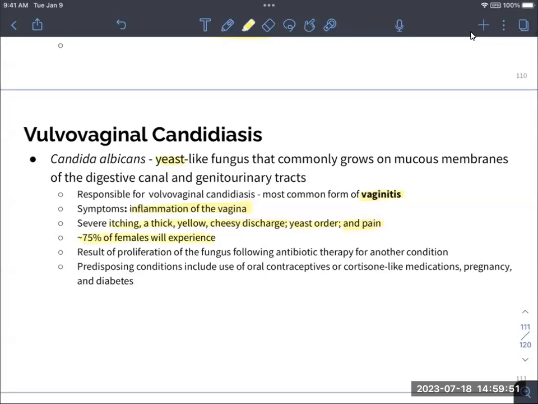If you take an antibiotic, it can kill the bacteria that helps to keep this candida in check, and it can cause this candida to proliferate. And that's what will cause this yeast infection.